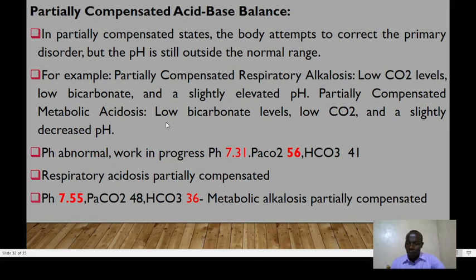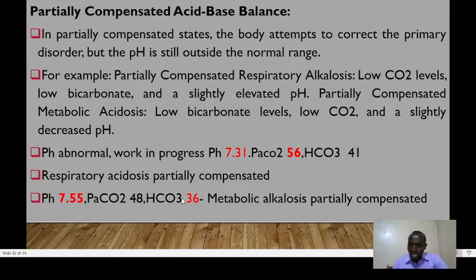Next, we want to know, if that's an alkaline environment, is it being caused by the lungs, that is respiratory, or the kidneys, which is metabolic. Which one is outside the normal range? You can see this is 48, and the normal range is 35 to 45, so slightly outside. And what about the bicarb? Here it's 36, and the normal range is 22 to 26.